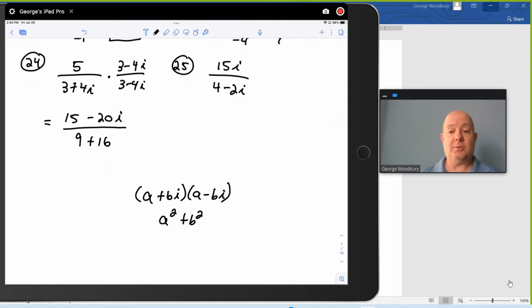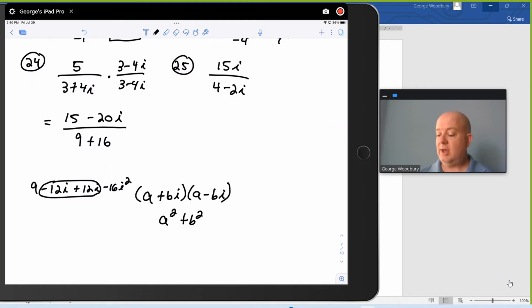Now, you could have multiplied that out using a FOIL style of multiplication. 3 times 3 is 9. 3 times -4i is -12i. 4i times 3 is positive 12i. And 4i times -4i is -16i squared. The two middle terms are opposites and add to be 0. -16i squared is the same as positive 16, and so that's where we would get the 9 plus 16 from.